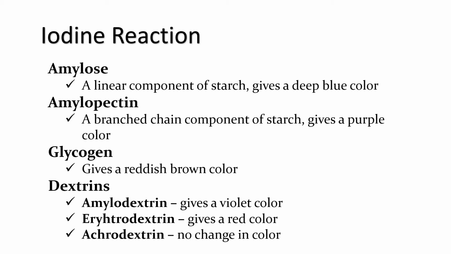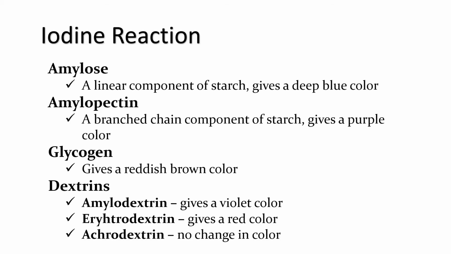So these are the positive colors that will be observed when these complex carbohydrates are present. So for example, if amylose is present, which is a component of starch, then it will give a deep blue color. Now amylopectin, which is also a component of starch, will give a purple color. Now, since amylose and amylopectin are both components of starch, the color that we will be observing is somewhat a blue-black, or close to purple, or very dark purple color.